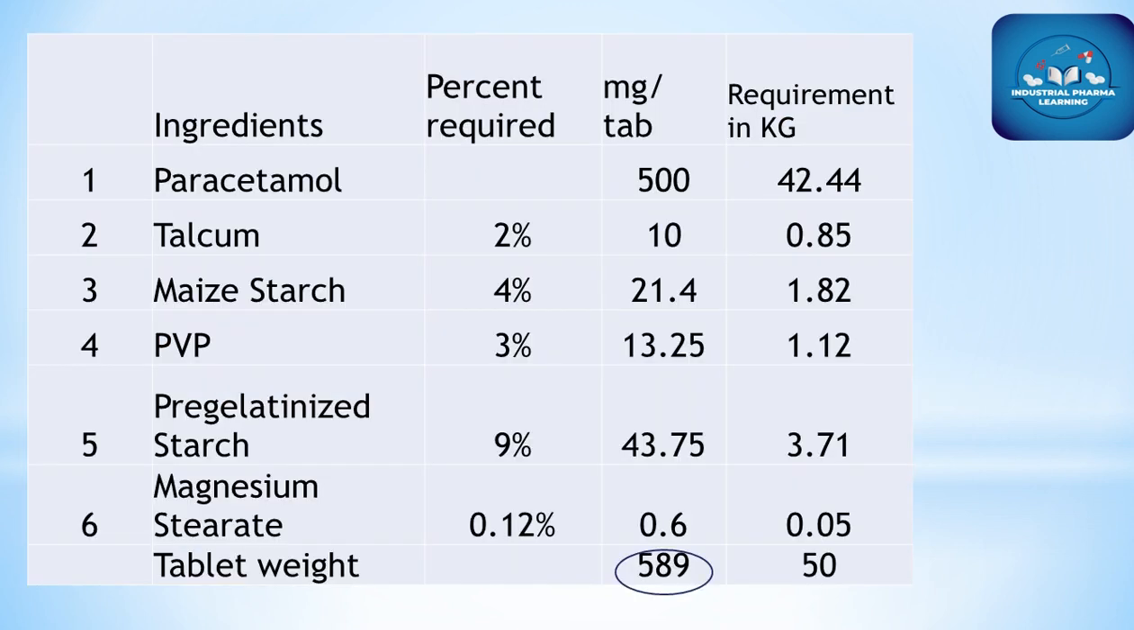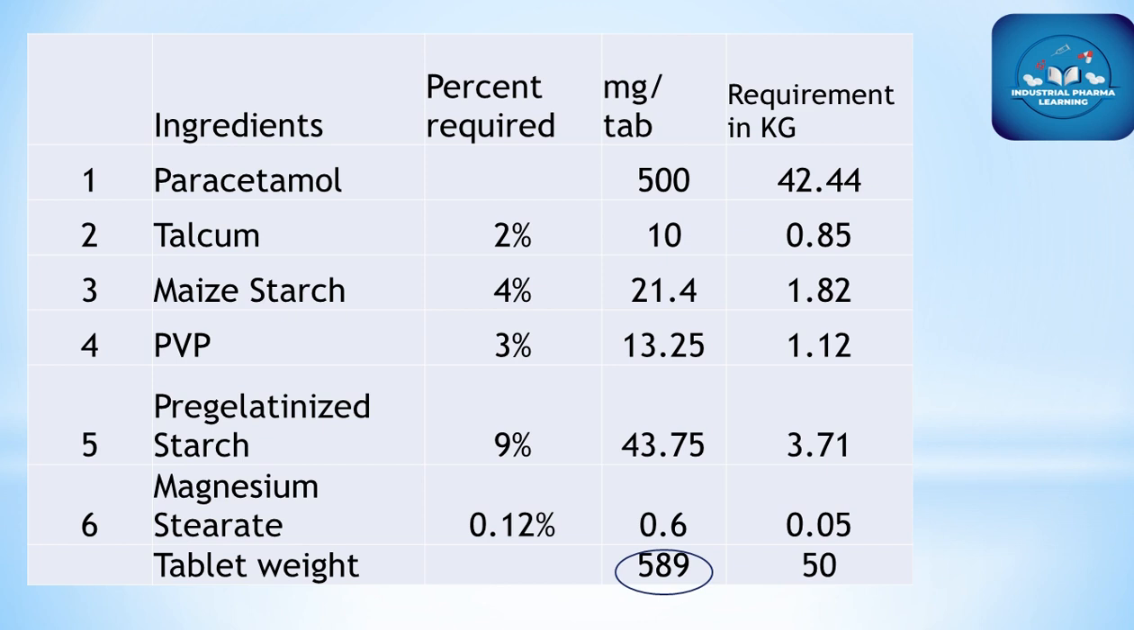So here in the second column you see the list of ingredients, and in the third column you see the percentage required. You will decide the percentage. You can see the percentage of each excipient from the Handbook of Pharmaceutical Excipients, and then you will set the total weight of the tablet as per the active quantity.